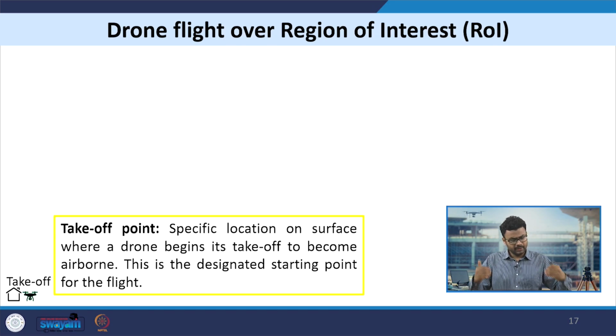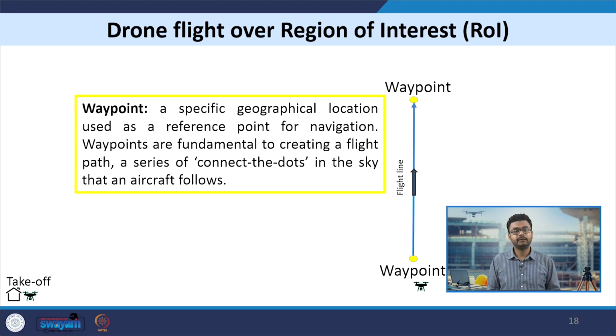So now let's understand the drone flight over the region of interest. First it starts with the takeoff point. It's a specific location on the surface where the drone begins its takeoff to become airborne, and this is designated as the starting point for the flight. Then we have waypoints, and the drone only flies from one waypoint to another waypoint in a straight line, and that straight line is known as the flight line. So we need to specify these specific geographic locations, which will be used as reference points for navigation. So there is a set of waypoints available in a flight plan.